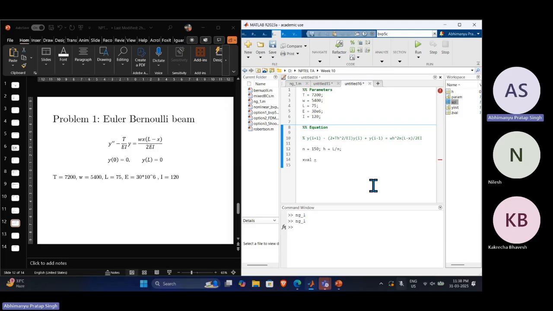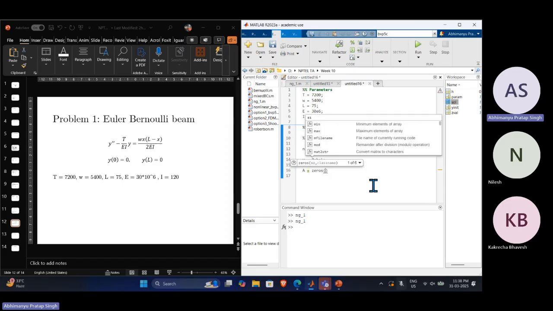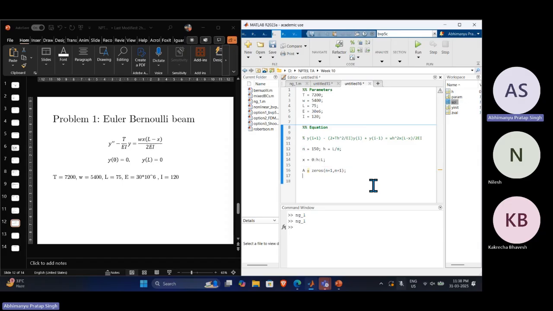Then our x values are, just write this as x, so that becomes 0 to h to L. And the size of A matrix would be n plus 1 times n plus 1. B matrix would be n plus 1 times 1, right?